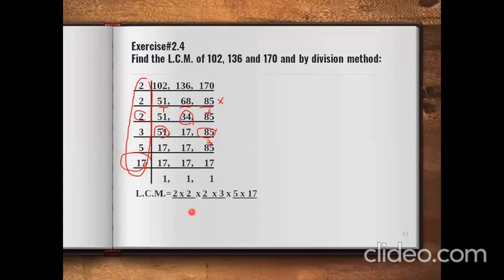Now you will simply multiply all these factors by making pairs. So 2 multiplied by 2 will be 4, 2 multiplied by 3 will be 6, and 5 multiplied by 17 is 85. Then you will multiply these two numbers first, 4 into 6 is 24, and then 24 times 85, and you will get simply 2040. So your LCM here is 2040. Understand? Is it clear?